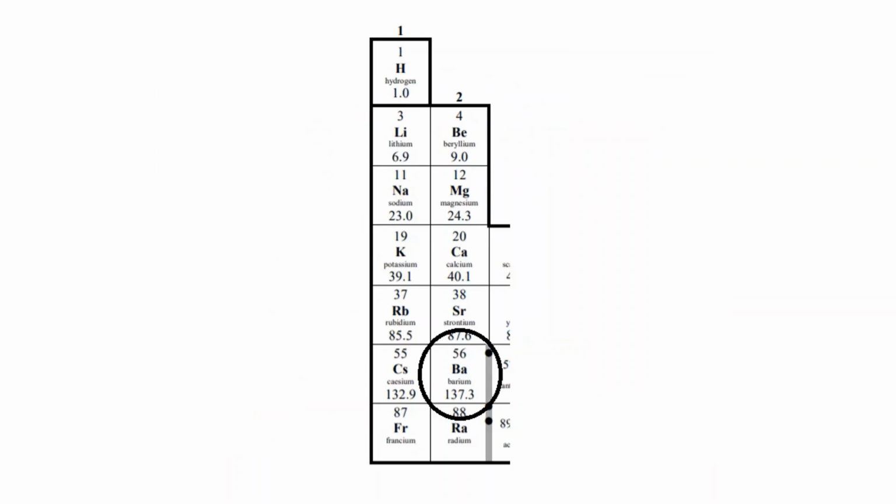Also, if you look at this, barium is quite close to the bottom of group 2. So you can see that barium is one of the most reactive group 2 metals. And that's why it would react with the sulfate ion, the 2 minus.